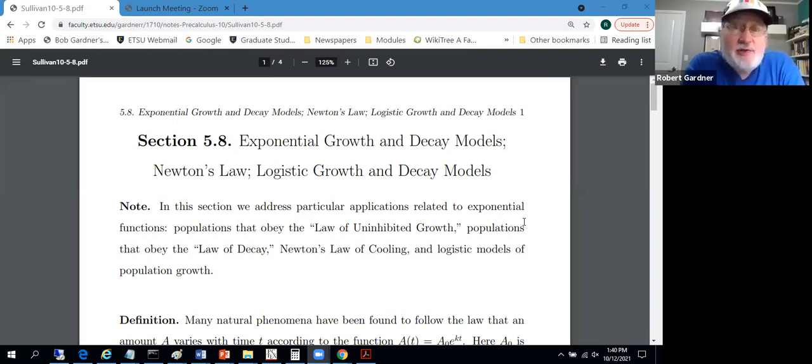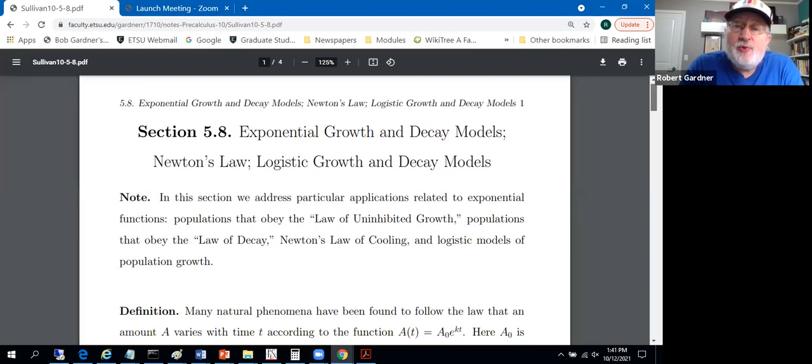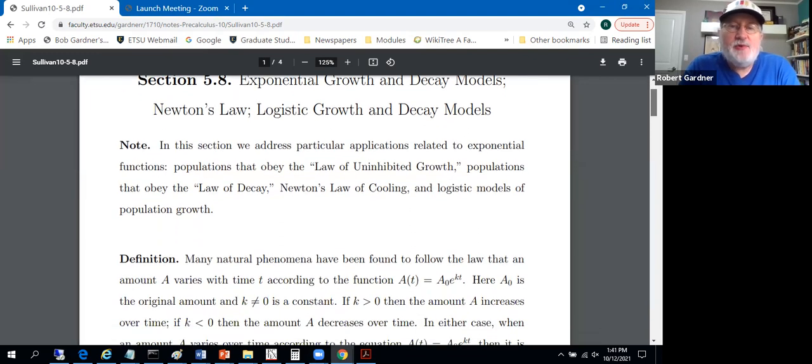Okay, let's do our last section, section 5.8, exponential growth and decay models, and some specific examples, Newton's law, and logistic growth and decay models. So some applications related to exponential functions is basically what we're dealing with here. In this section, we'll address particular applications related to exponential functions.